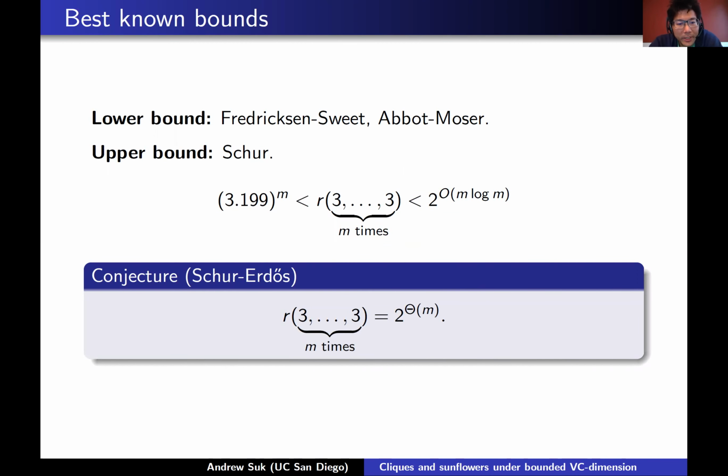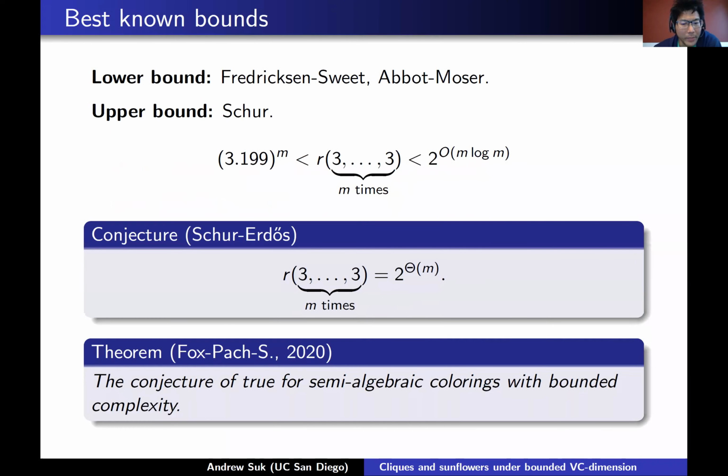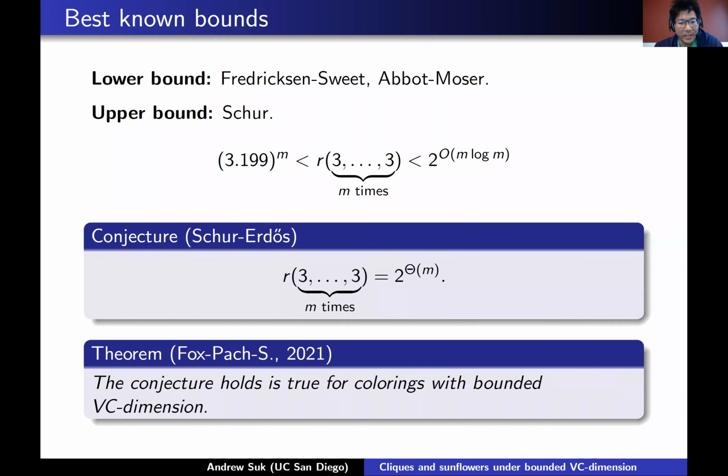And so it's conjectured that you can significantly improve this upper bound of 2 to the m log m to 2 to the constant times m. And this conjecture is still open. Several years ago, me and my co-authors were able to verify this conjecture if the color classes were semi-algebraic with bounded complexity, so kind of colorings that arise naturally in geometry. And then about a year ago, we were able to extend these results to colorings with bounded VC dimension.